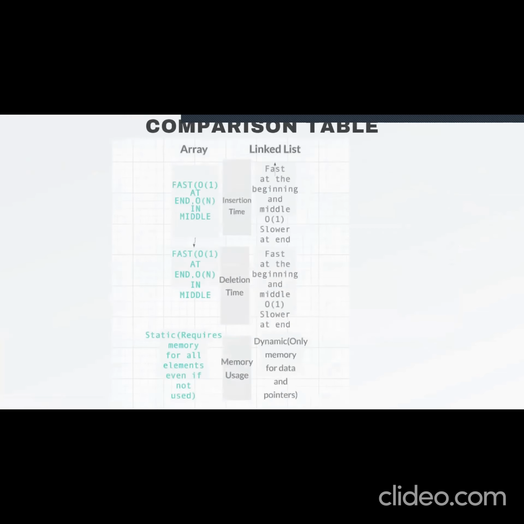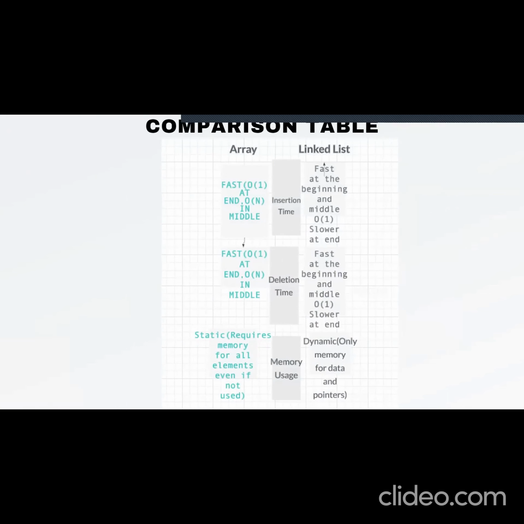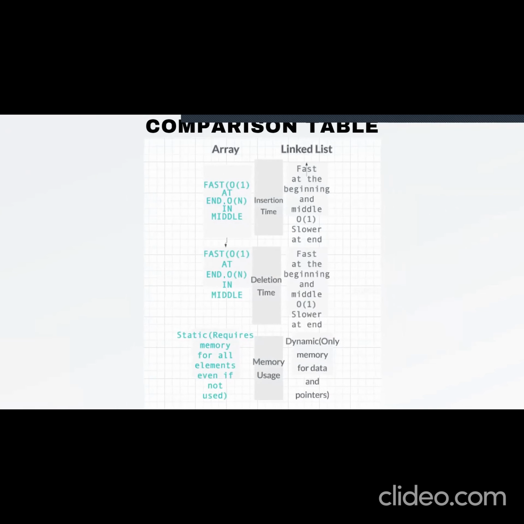And lastly, searching: array is faster, with O of log n time complexity if the array is sorted. While in linked list, it is O of n since you have to traverse the list. So for this matter, searching, it is better to use an array.